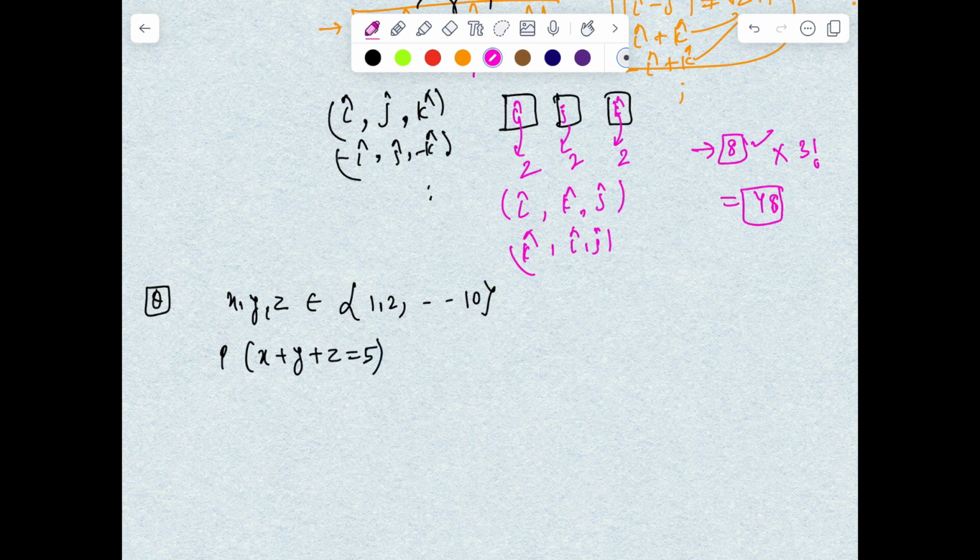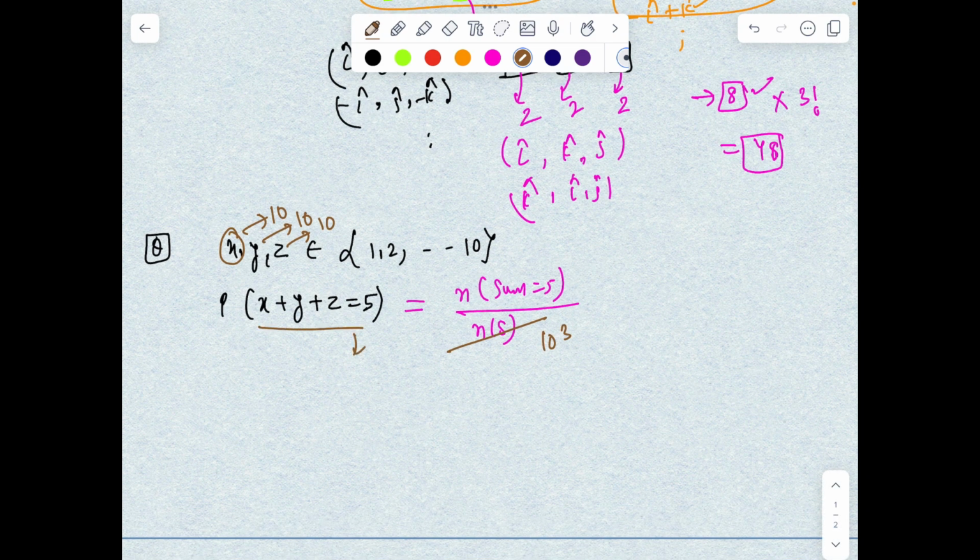So this is the easier one, because the probability that the sum is 5 is the number of ways in which the sum can be 5 divided by the total number of ways. So, the total number of ways in the sample space: x has 10 choices, and so do y and z. So the total number of elements in the sample space is 10 cubed.